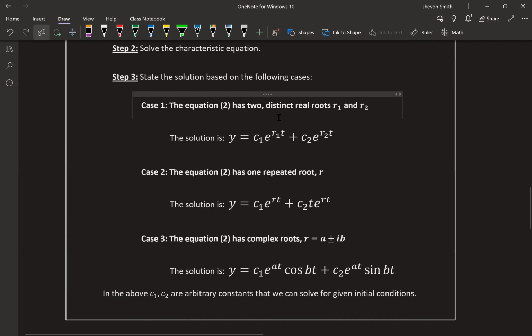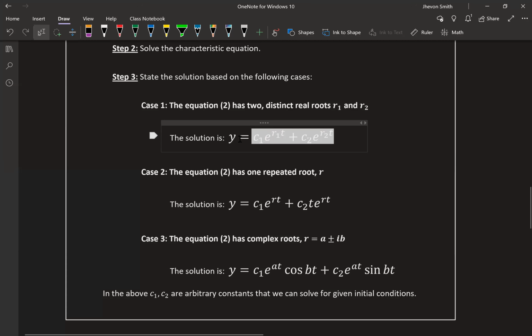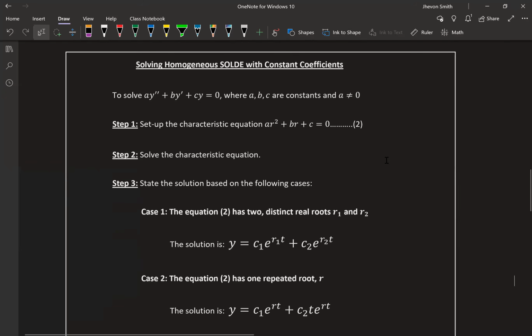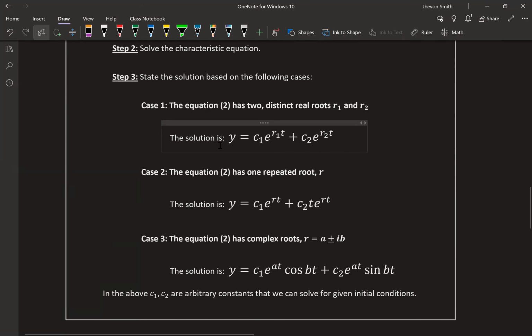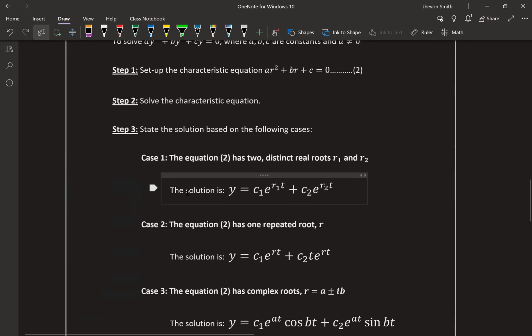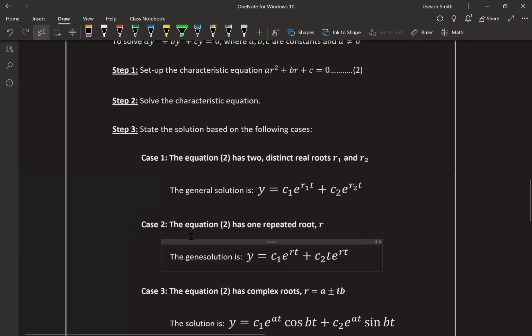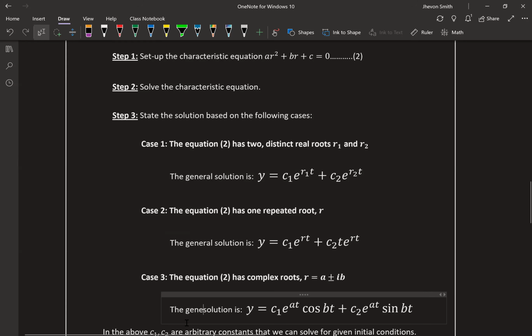Now, in the case that 2 distinct numbers solve the equation, this is going to be the form of your general solution. Maybe I should put "general solution." So the general solution is that. Here, the general solution is that. And here, the general solution is that.